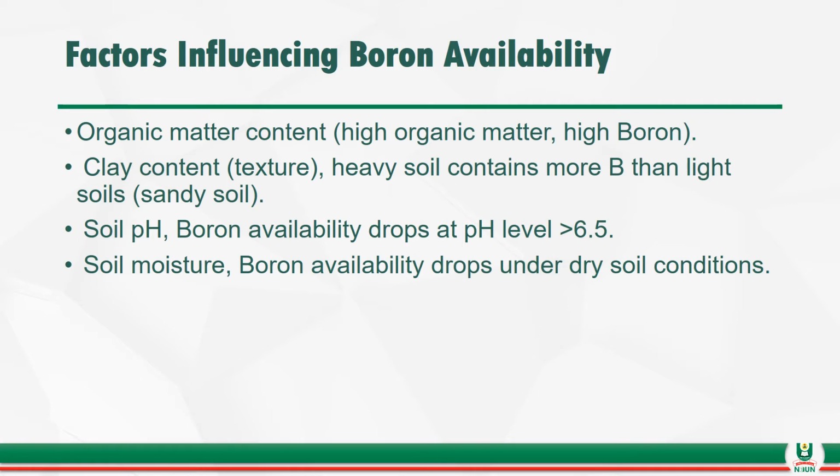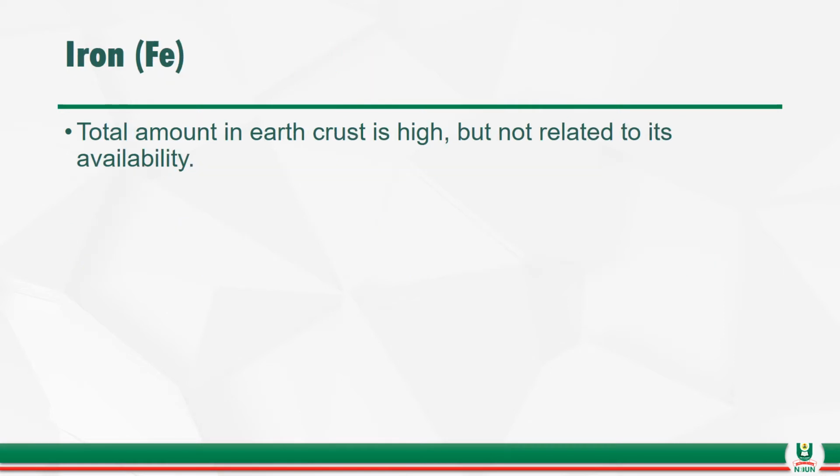Factors affecting boron availability: organic matter content of the soil, high organic matter, high boron. Clay content, that is the texture. Heavy soils contain more boron than light soils. Soil pH, boron availability drops at a pH level greater than 6.5. Soil moisture, boron availability drops under dry soil conditions.